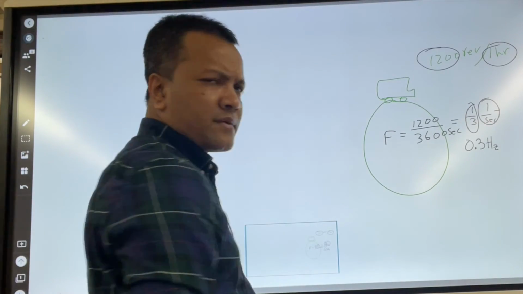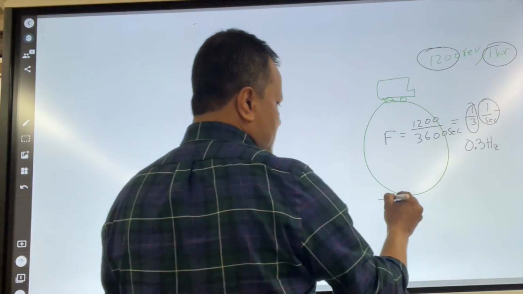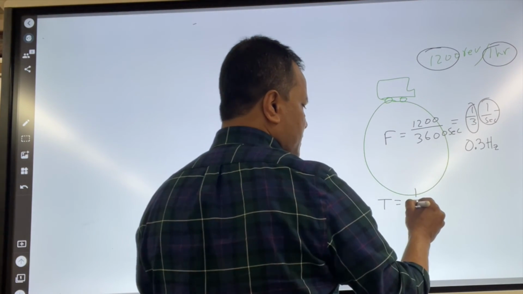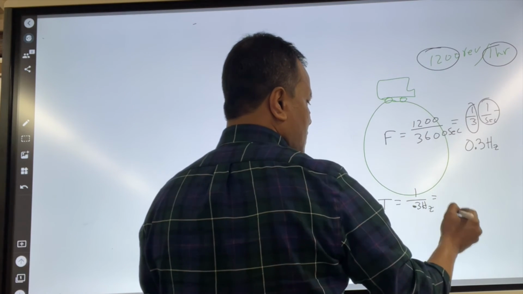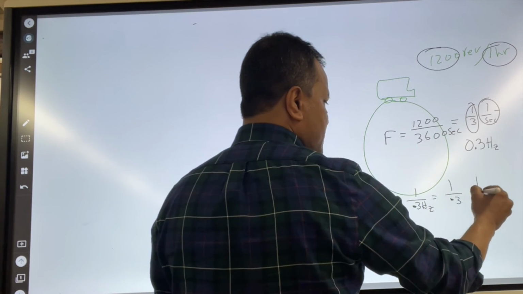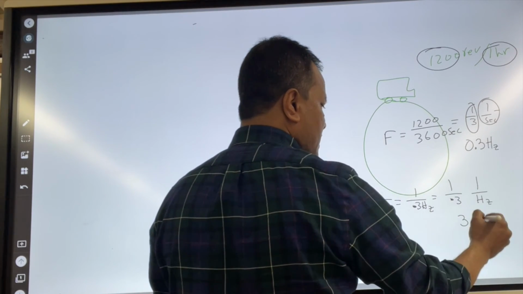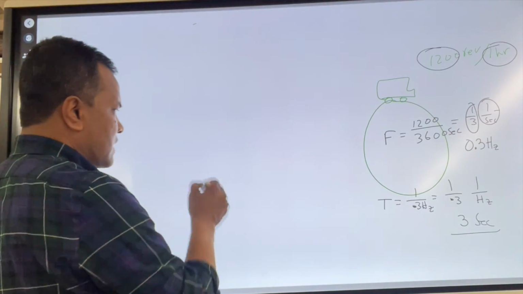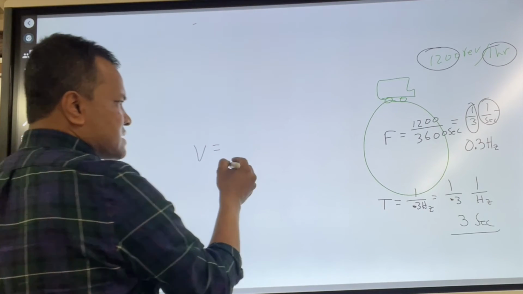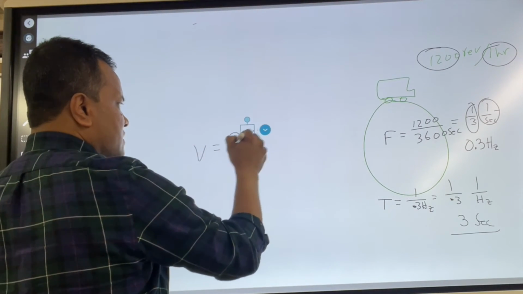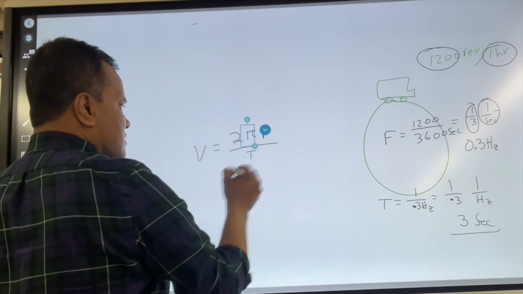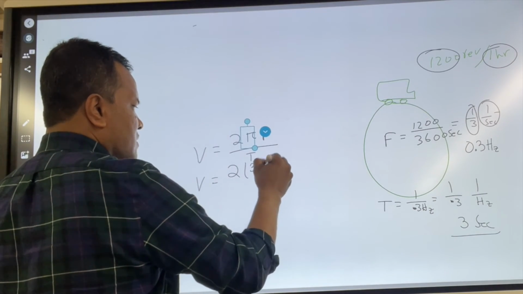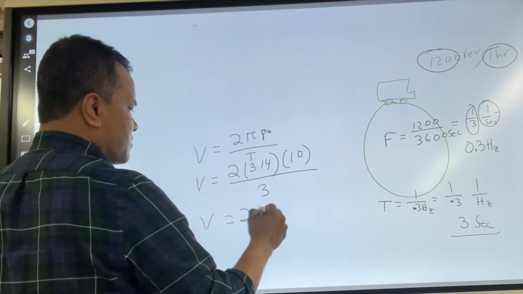Okay, good. All right. Now we're going to have to find the period. So the period is 1 cycle over the number of hertz, 0.3 hertz. So 1 over 0.3 is 3, and 1 over hertz is seconds. So the period is 3 seconds. So now we can find, of course, the velocity. Velocity is distance over time, 2 pi r over T. So velocity is 2 times pi, which is 3.14, and so velocity is 21 meters per second.